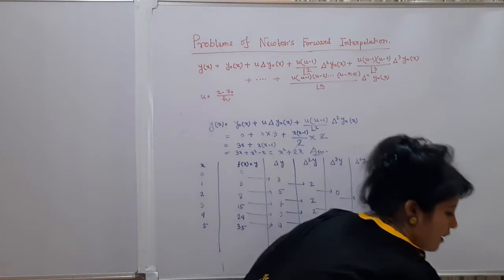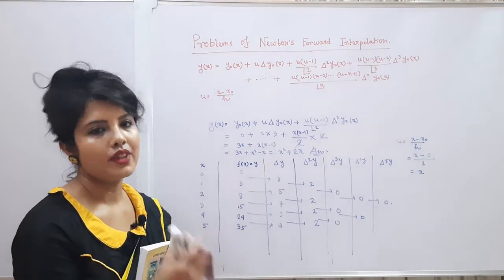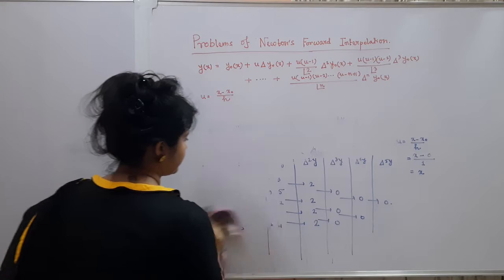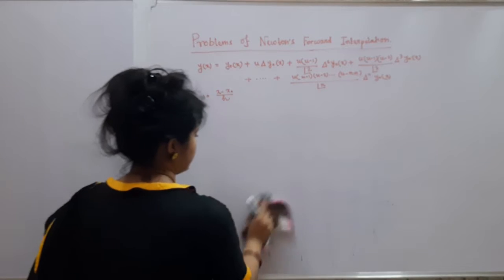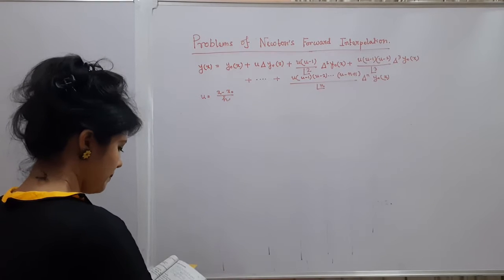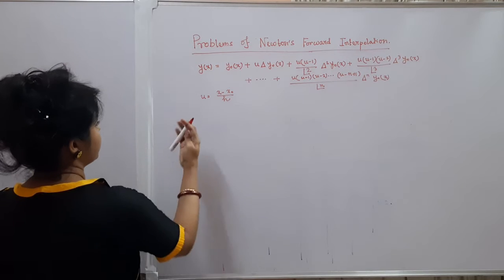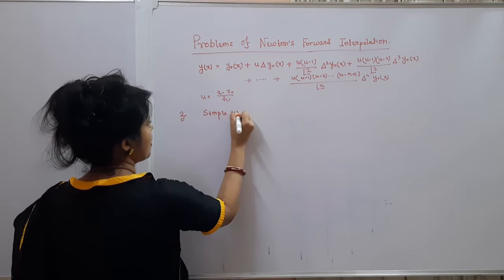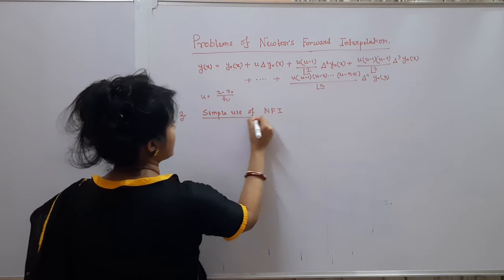Now I am going to my second category problem, that is the simple use of Newton's forward interpolation formula. So I am removing it. So the number 2 problem is simple use of Newton's forward interpolation. I am writing it in the short form.